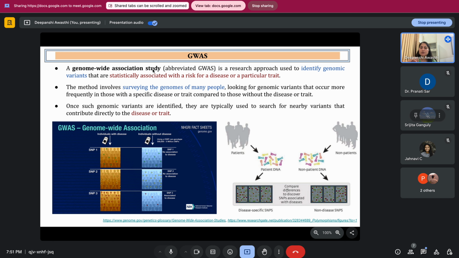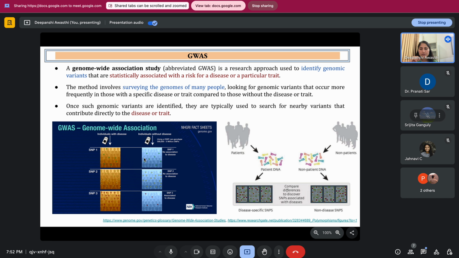Similarly, for disease prediction we can do GWAS: genomes of multiple cancer patients and multiple normal people can be taken, and comparative analysis can be done to identify the genes more commonly observed in the patients and not that frequently observed in normal people. This method involves surveying the genomes of many people looking for genomic variants, and SNPs are one among them.